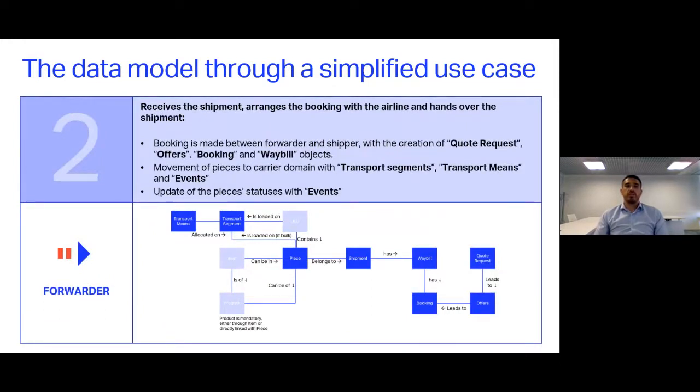Then the second step, so the shipper has prepared its cargo and hands over to the forwarder. So the forwarder receives the shipment, arranges the booking with the airline, and hands over the shipment. So as a first step, we have the transport segment and transport means representing the movement from the shipper to the forwarder. Then the booking is made between the forwarder and the airline. And this is where the cargo distribution process comes into place. So we have the whole quote request, offer, booking, and waybill objects that should be created at this stage. So to have a quick overview of the process, at this stage, a forwarder issues a quote request to the airline, if we don't have an existing one, for example.